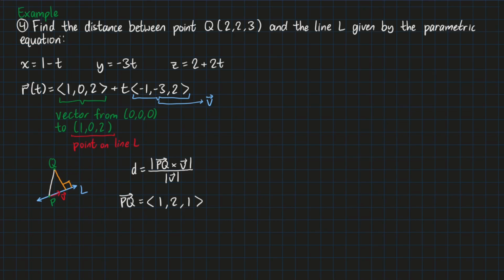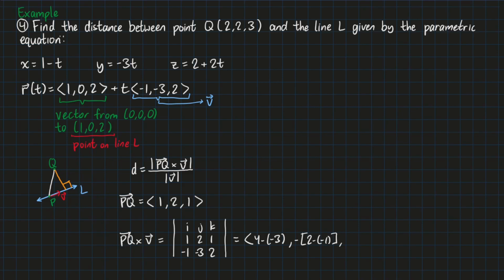Now let's take the cross product of PQ and V. So this is 4 minus negative 3 for the X component, and then minus 2 minus negative 1 for the Y component, and then negative 3 minus negative 2 for the Z component. So PQ cross V should give us <7, -3, -1>.